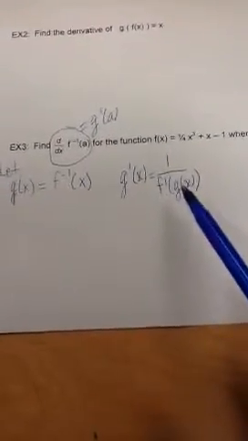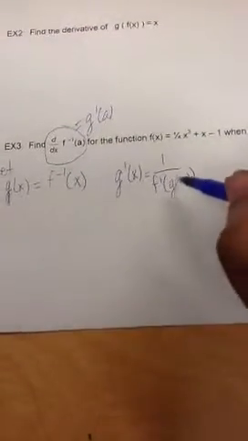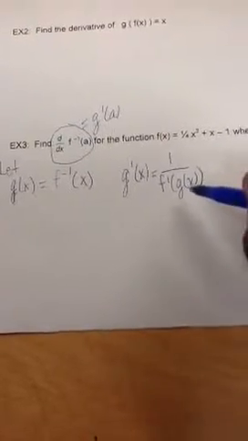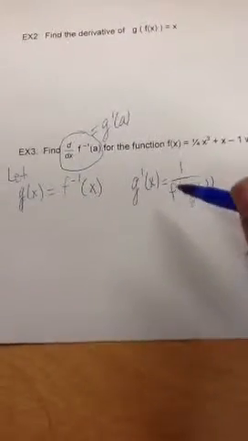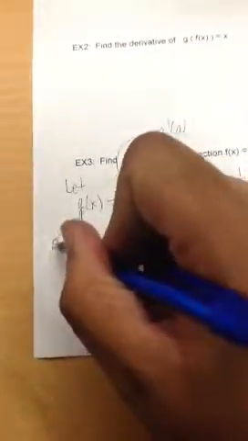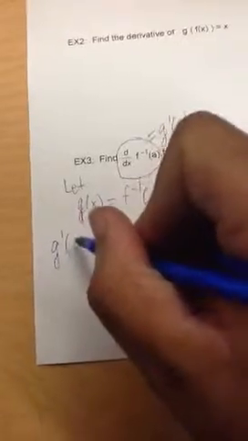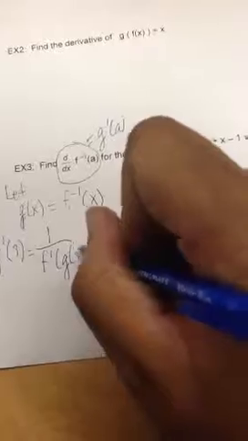So in order to work this out, I need to know what g of x is, g of whatever the x value is. And then if I know what that is, I'm able to plug it into f prime, that function. So they want me to find g prime of a, and a is 3. So that's g prime of 3 would be 1 over f prime of g of 3.